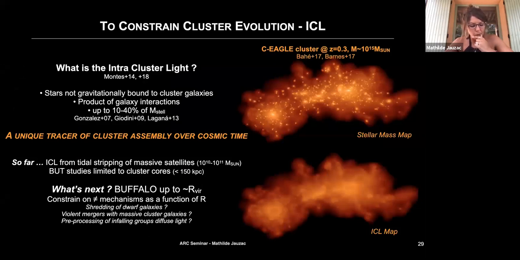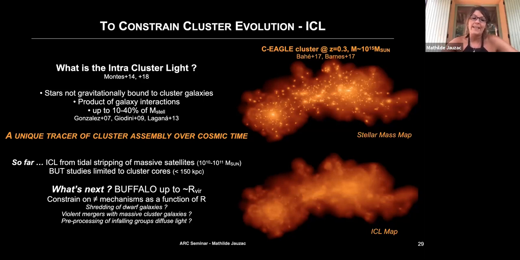Now I'm going to move more to cluster physics because this is my thing. One thing that I got to know and that I was not much aware of is intra-cluster light. If you look at this image on the left, you can see the stellar distribution in a cluster, a simulated cluster from a hydrodynamical simulation, and in the bottom panel you can see the ICL.